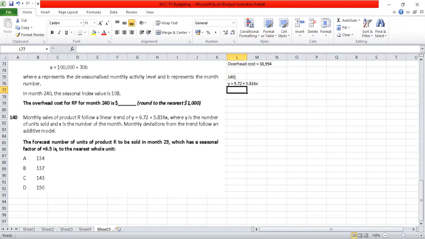Okay, so here how do we solve this? This is the equation given. Y is equal to 9.72 plus 5.816x, where Y is the number of units sold and X is the month. So replacing the time period X here, we are asked to find out the value of Y. The month value is given as 23.